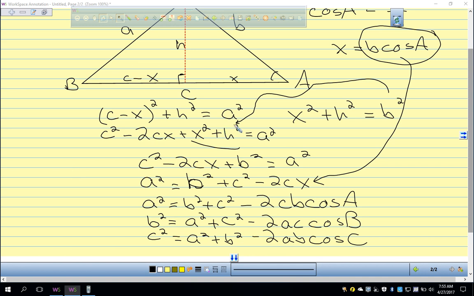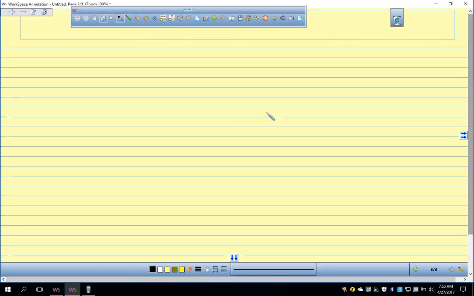So how do I apply this? Let me show you how to apply this. I'm going to do a couple examples, then I'm going to let you guys try a couple and see if you can get them on your own. So here, I'm going to draw a triangle.